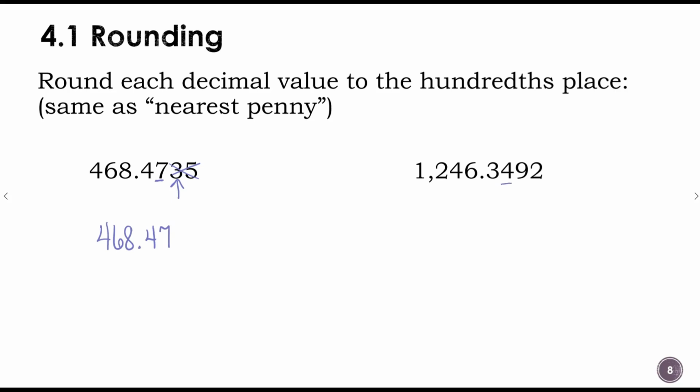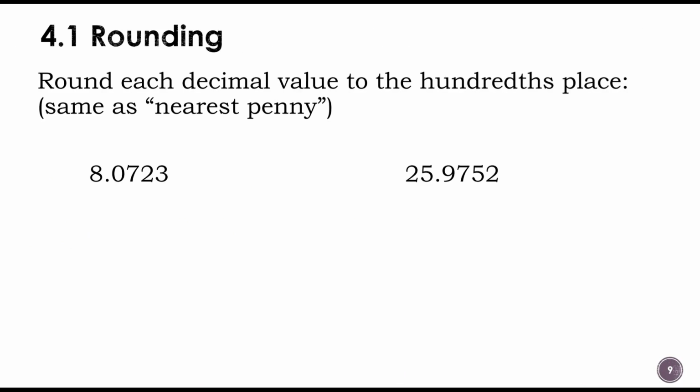On the next one, I'm at the hundredths place again, and this is a 9. So the 9 says add 1 to that 4, right? Because 9 is above the 5 or more. So this will be 1246.35. And then notice I do not put the 9 or the 2 in my answer. And I also don't put zeros. Zeros are not necessary there. We have to show that we rounded to the hundredths place.